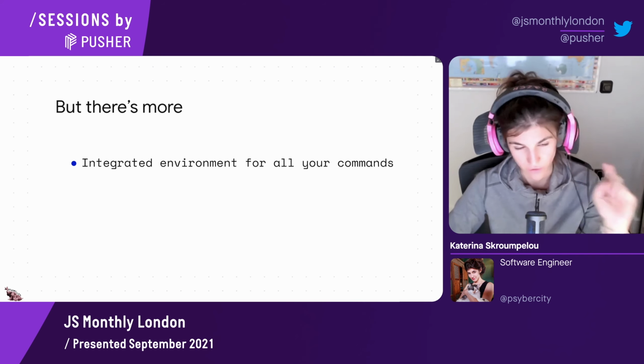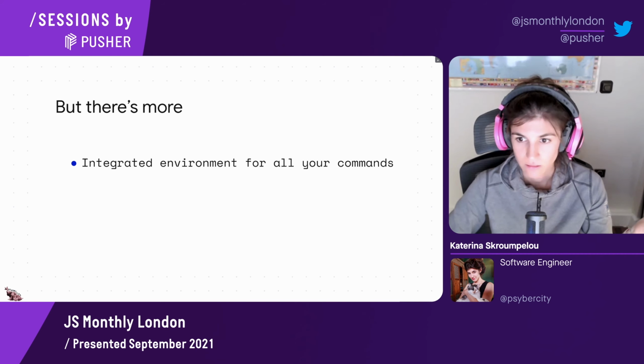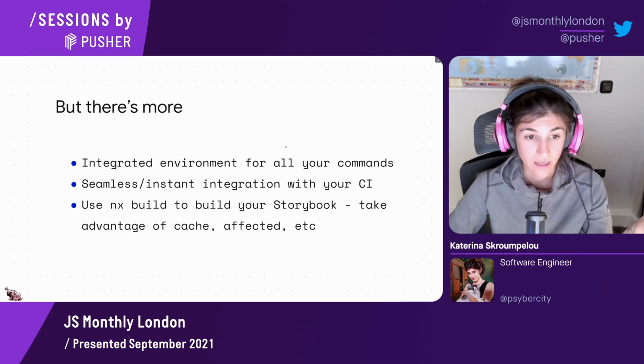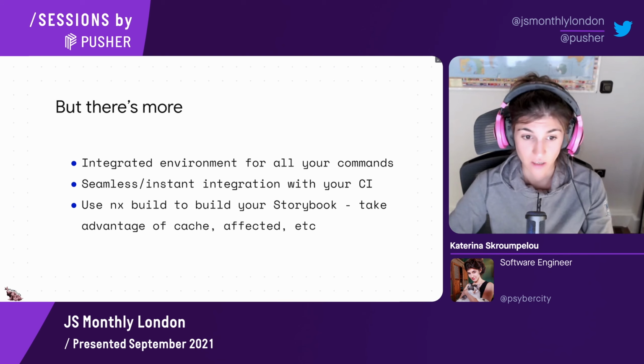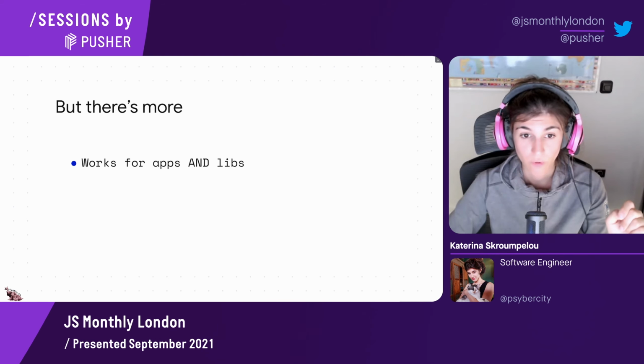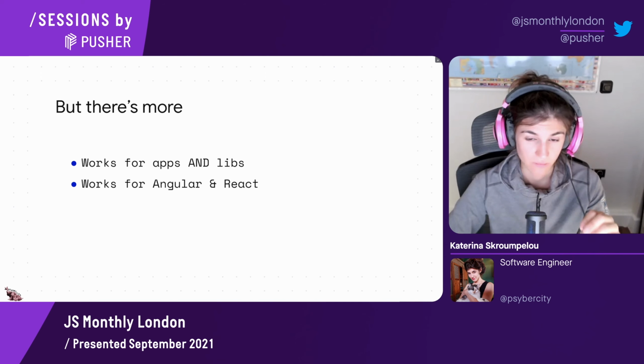What's more, because there's always more, as I said, it's an integrated environment for all your commands, and it has a seamless instant integration with your CI, and you can use NX to build. You can use NX build to build your Storybook, so you can take advantage of the cache and the affected commands. So it's everything integrated. Also, it works for both applications and your libraries. And in NX, it works only for Angular and React.